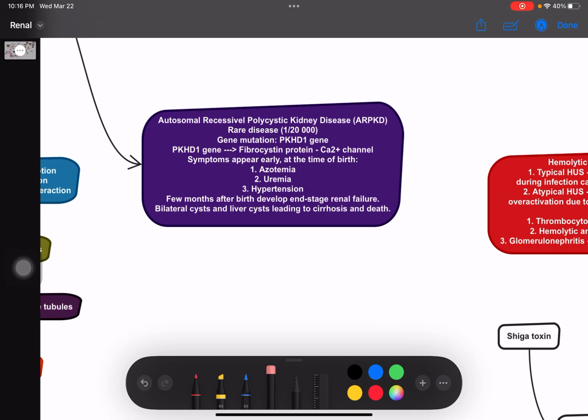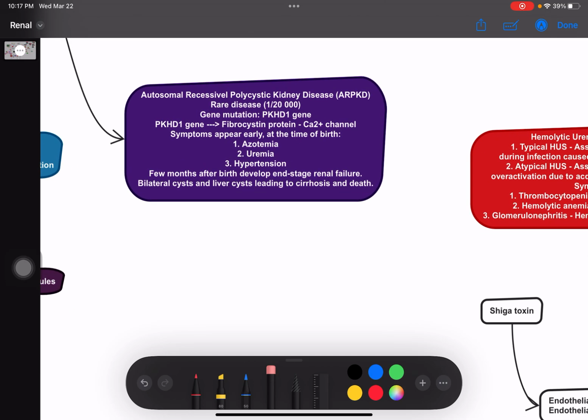Now we have autosomal recessive polycystic kidney disease, which is much rarer. In this case, the problem is with the PKHD1 gene, which expresses the fibrocystin protein, fibrocystin 1, if I believe correctly. This is a regulator of the calcium channel, as polycystin 2 was. Symptoms appear early at the time of birth. There's azotemia, anemia, hypertension, and unfortunately this is most likely going to be fatal a few months after birth. There's end-stage renal failure and bilateral cysts and liver cysts leading to cirrhosis and death, right?